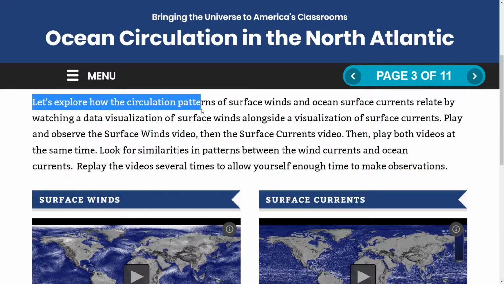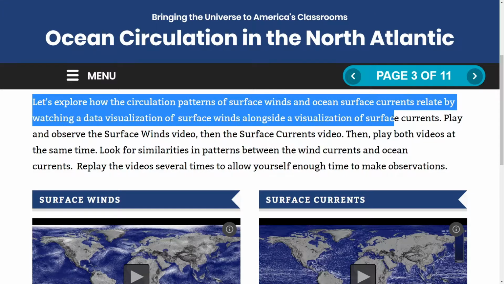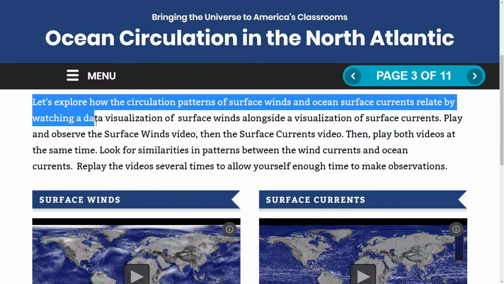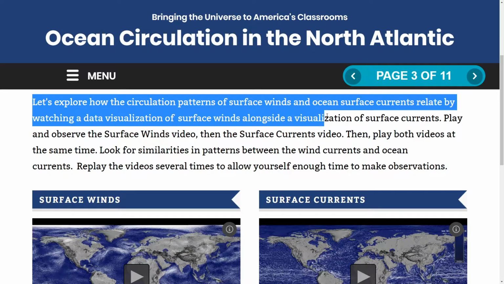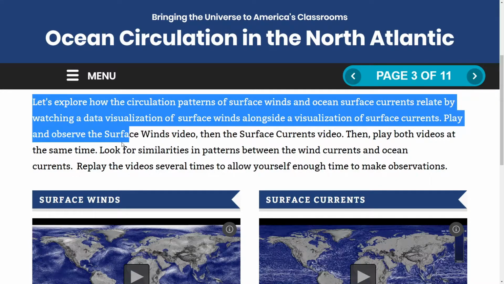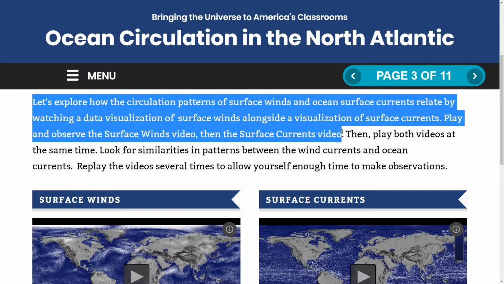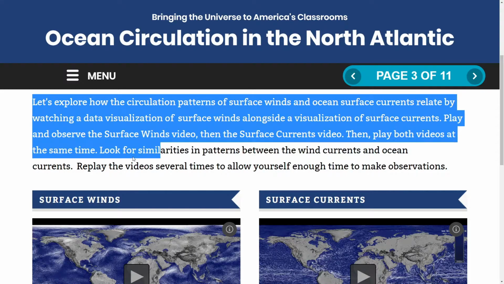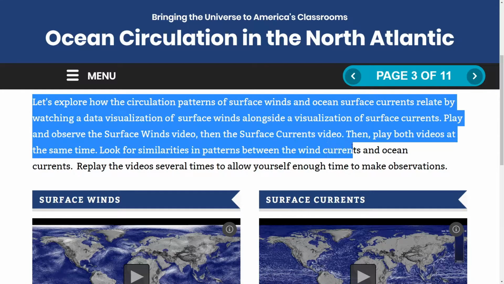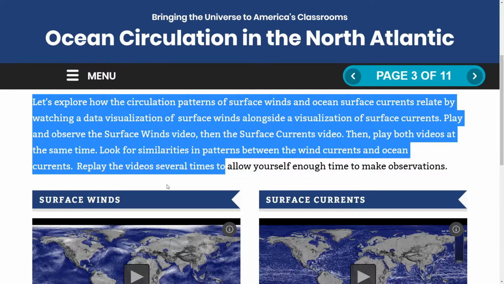Let's explore how the circulation patterns of surface winds and ocean surface currents relate by watching a data visualization of surface winds alongside a visualization of surface currents. Play and observe the surface winds video, then the surface currents video. Then play both videos at the same time. Look for similarities in patterns between the wind currents and ocean currents.